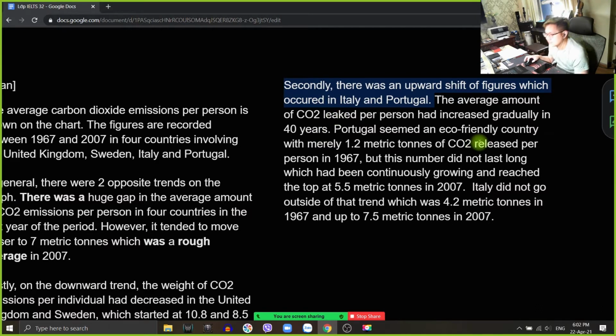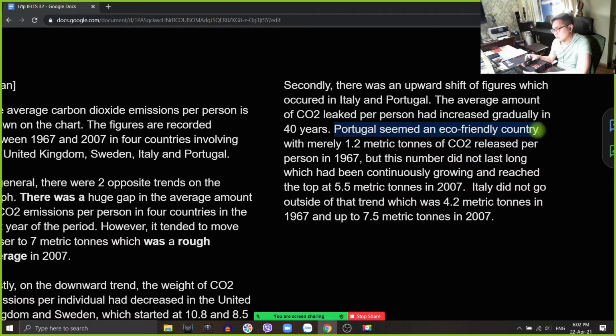Portugal seems an eco-friendly country with merely. Có vẻ thôi nha. Thì cái này thực sự là một cái điều mình assume được, có thể chấp nhận được. Tại vì đây là một cái điều mình có thể suy luận ra một cách chấp nhận được. Tại vì mình nhìn cái số lượng 1.2 metric ton nó ít quá. Thì có thể nói là Portugal dường như là một đất nước thân thiện với môi trường hơn. So this one is actually a safe assumption because look at this low number. You can assume this one, that it's an eco-friendly country, with merely 1.2 metric tons of CO2 released per person, but this number did not last long, which had been.